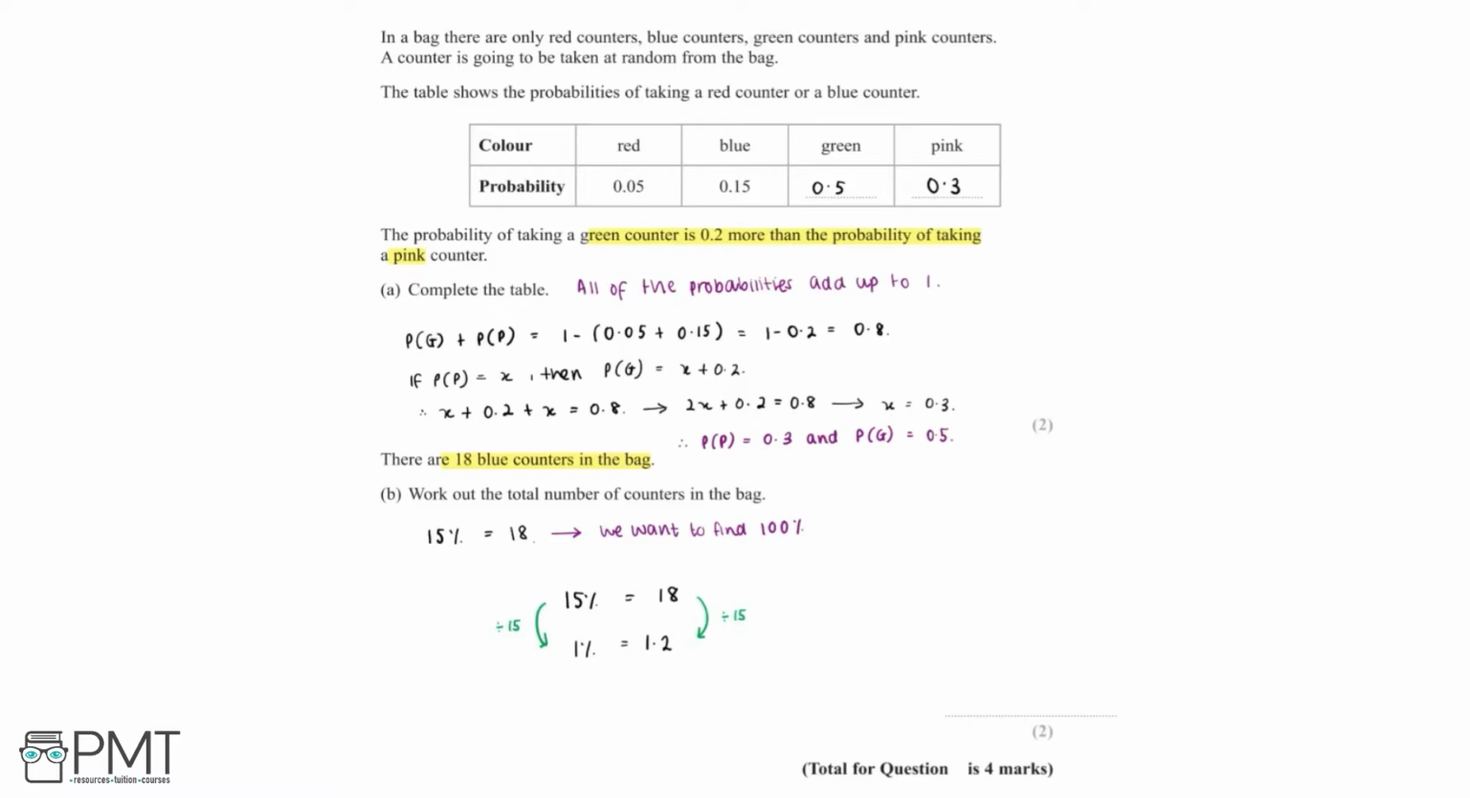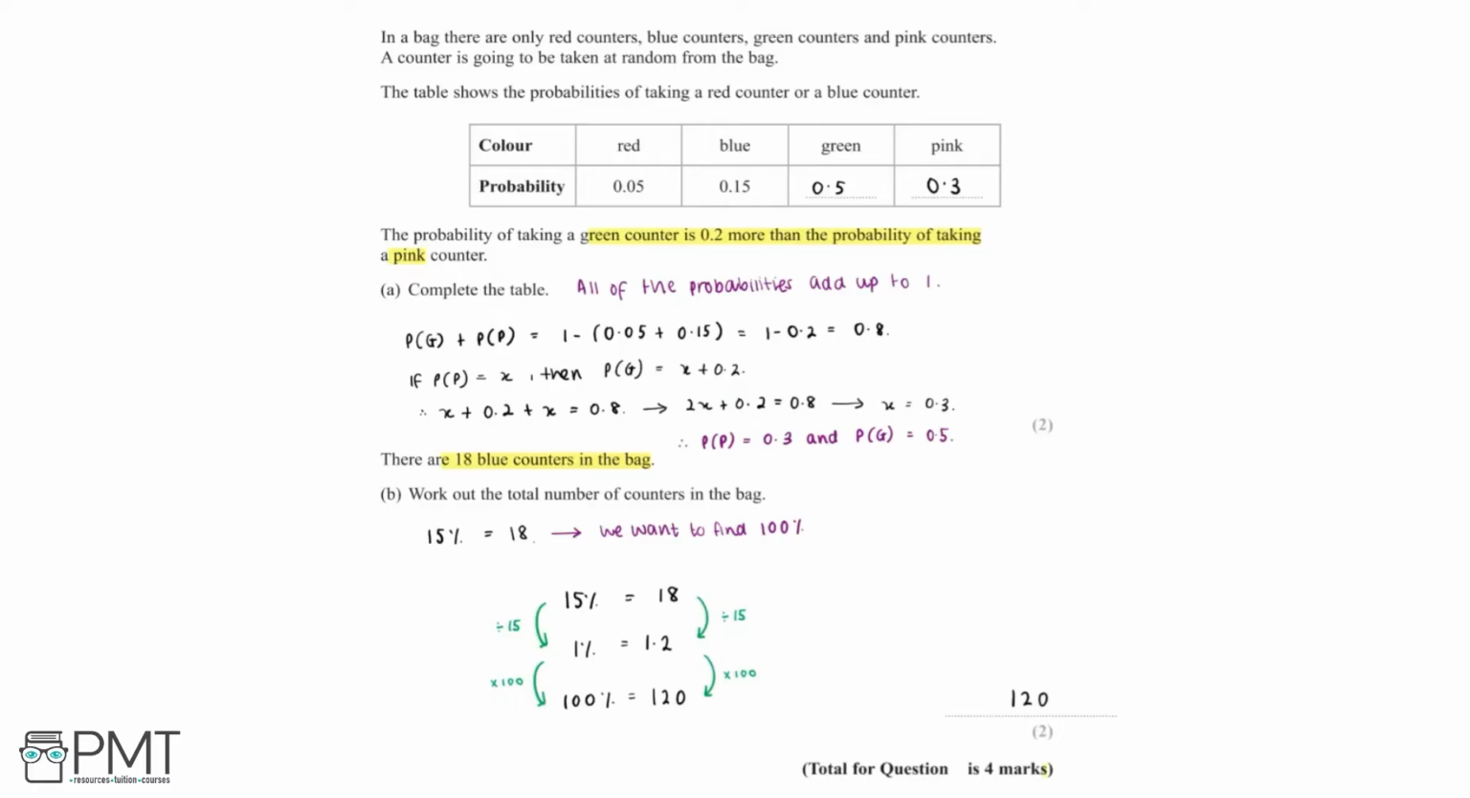Now to find 100%, we can multiply both sides by 100. 1% multiplied by 100 is equal to 100%, and 1.2 multiplied by 100 is 120. And so we found that the total number of counters in the bag is equal to 120.